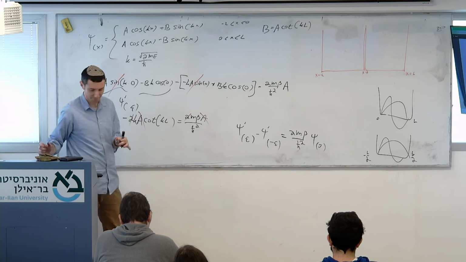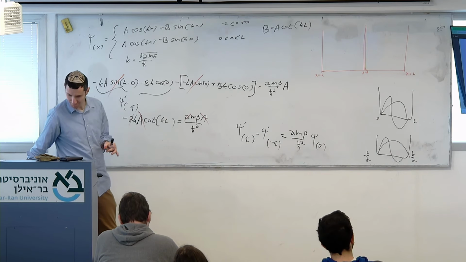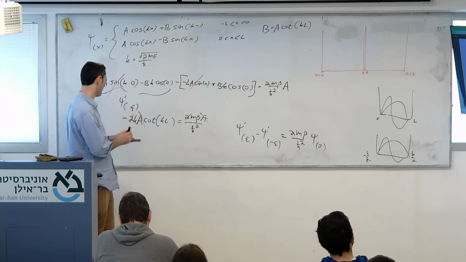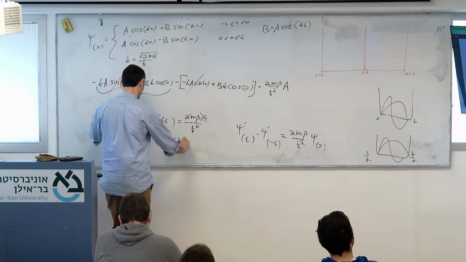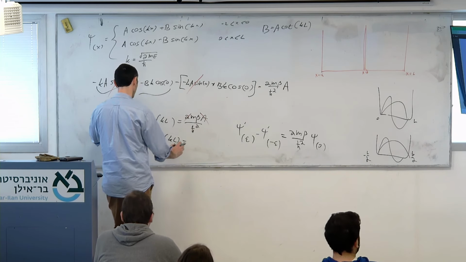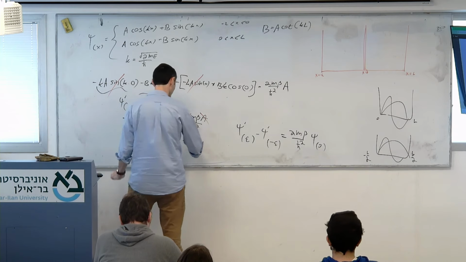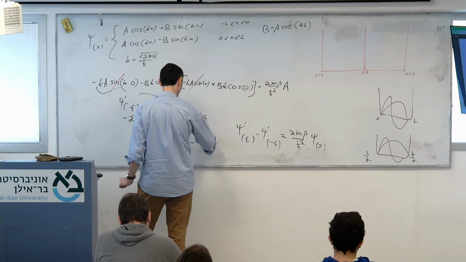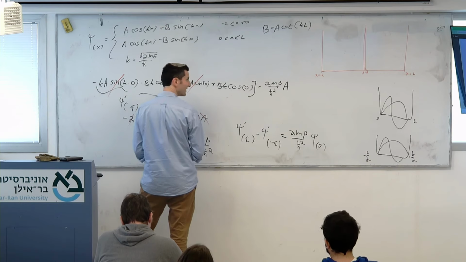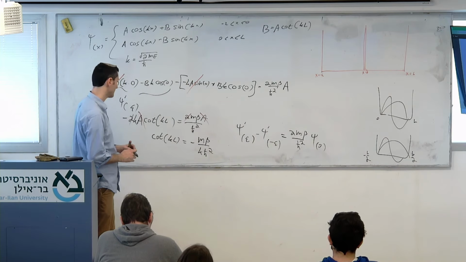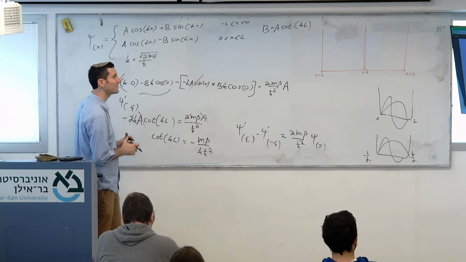Minus, now your cotangent of kL is equal to minus m beta over k h bar squared. That is not nice. I'm not drawing this.